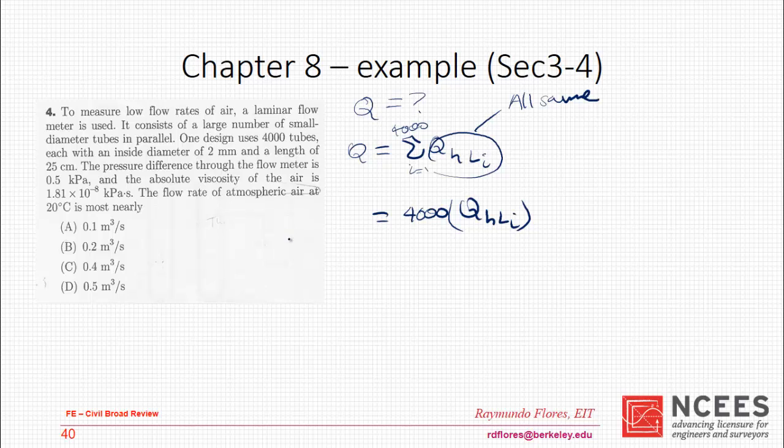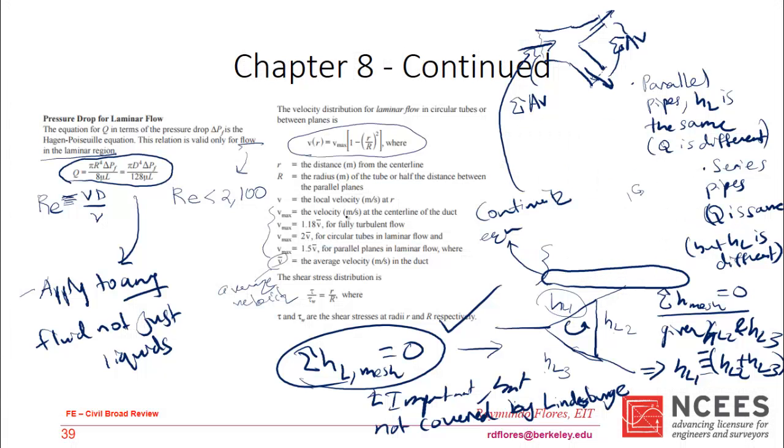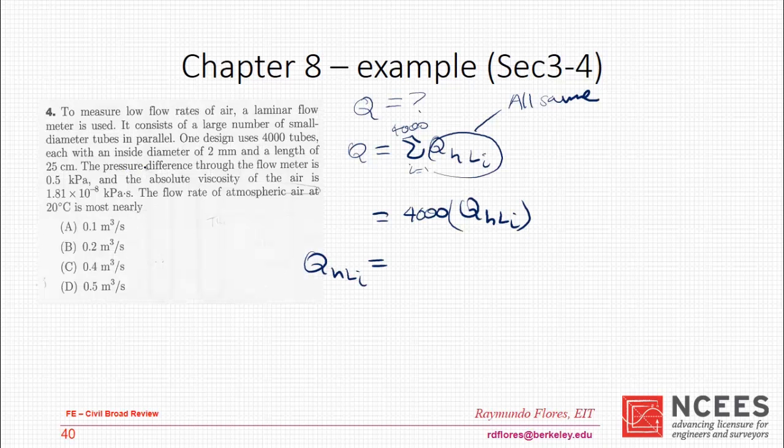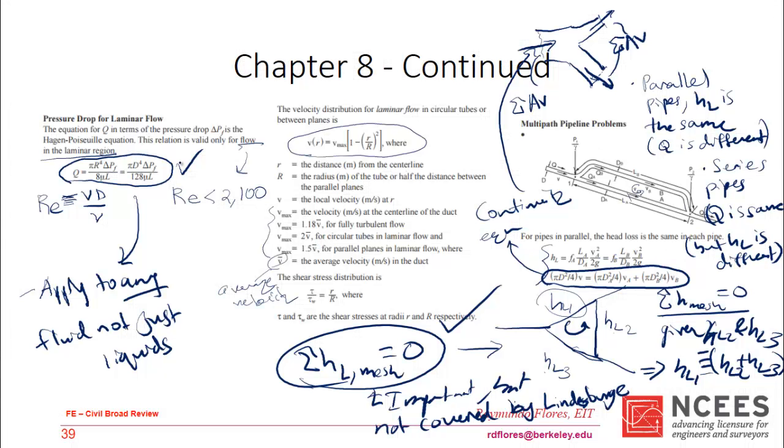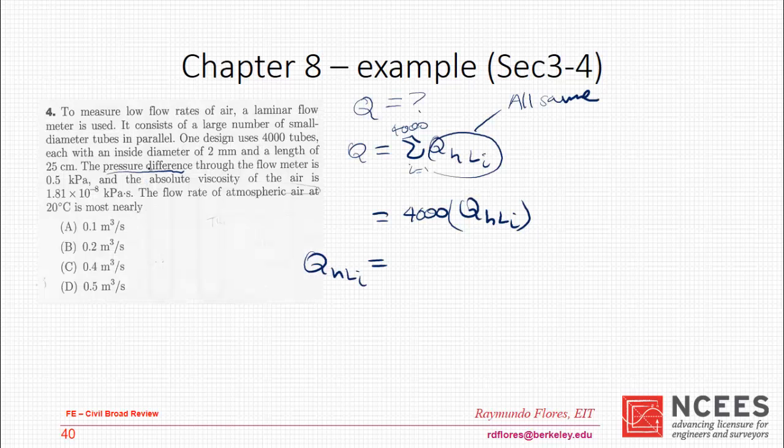Because they're the same diameters, you have 4,000 tubes, same diameter, same length. So what we're going to do is find out what Q for one tube is. Let's see what we can do from the equation. We could use this equation, right? Because we're given R, we're given the pressure difference, and we're also given the dynamic viscosity, right? Or are we not given? It says the absolute viscosity. Oh, we're given the absolute viscosity.